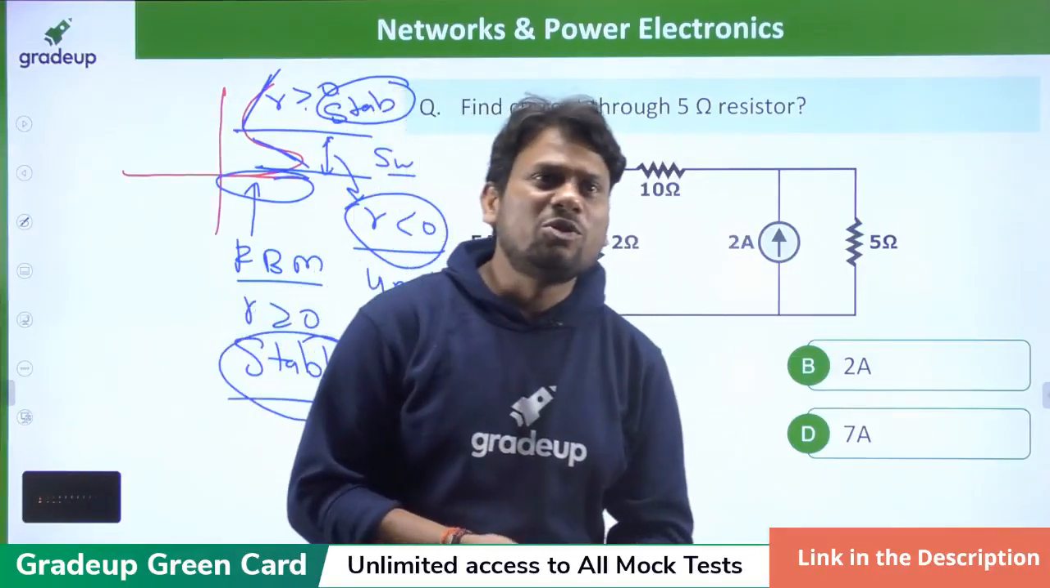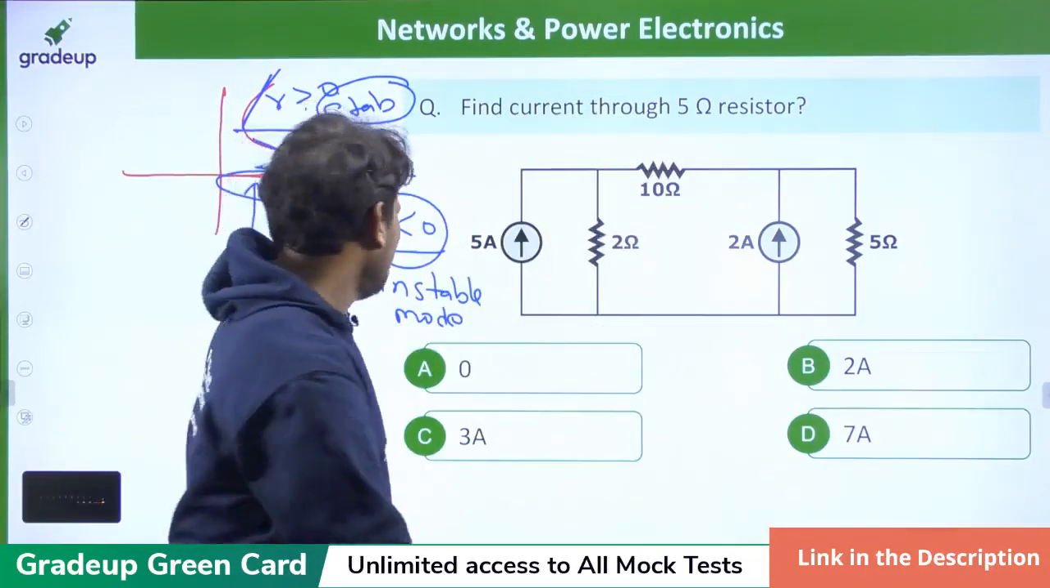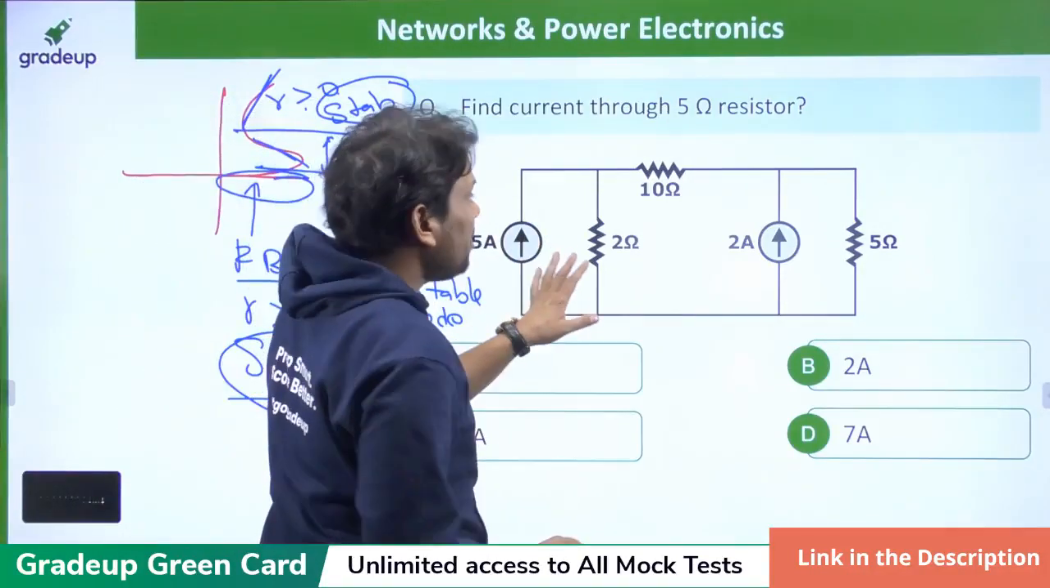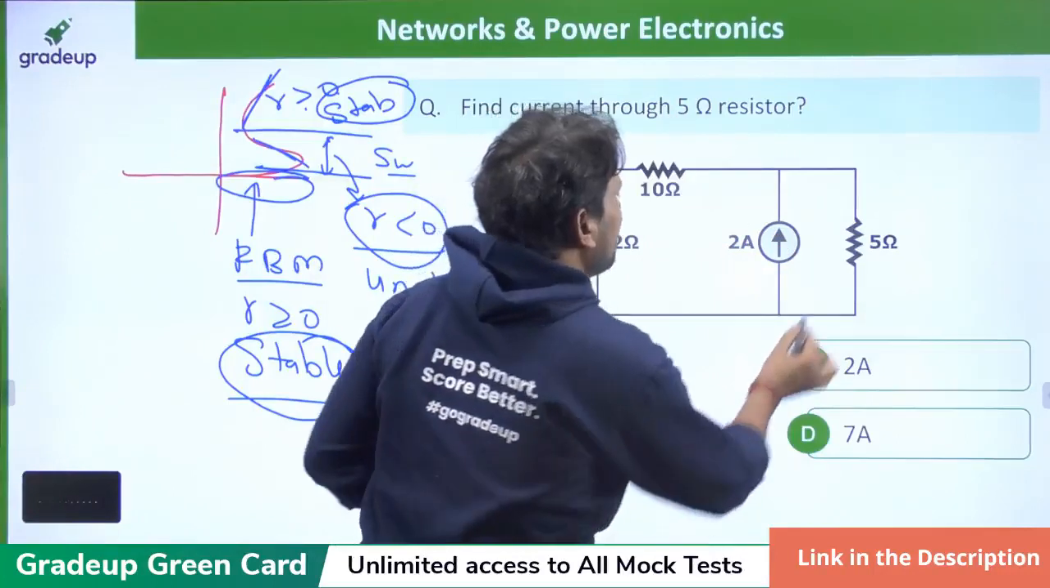Now, the answer is 0, 0, 0, 0, 0. Okay, everyone. So, I think obviously you will be right, or you should be right. So this is a 5 ampere source, this is a 2 ampere source, and we have to determine the current through this 5 ohm resistor.